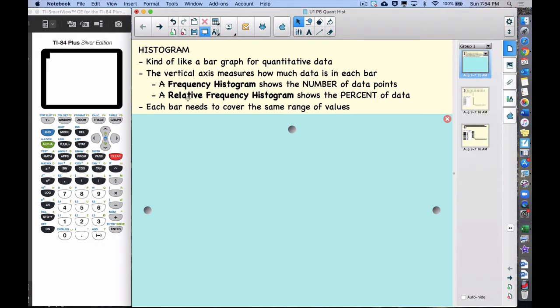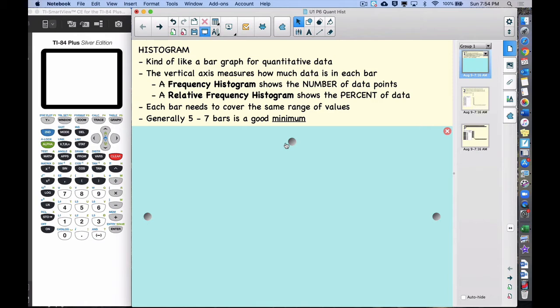When you're making a histogram, each bar needs to cover the same range of values. We'll talk a little bit more about what I mean by that, but the width of your bar, how many numbers each bar represents, needs to be the same size across your whole graph. Generally speaking, somewhere in 5 to 7 bars is a good minimum.